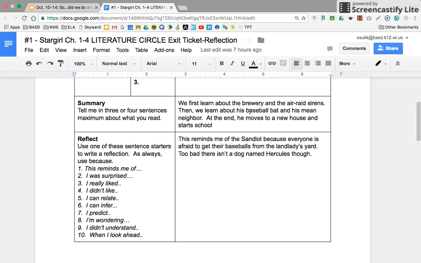And then finally, do a reflection or construct a reflection statement. And it says reflect, use one of these sentence starters to write a reflection. As always, use because. So you can pick any of these sentence starters that you decide that you'd like to use, and then apply it to the box over here.